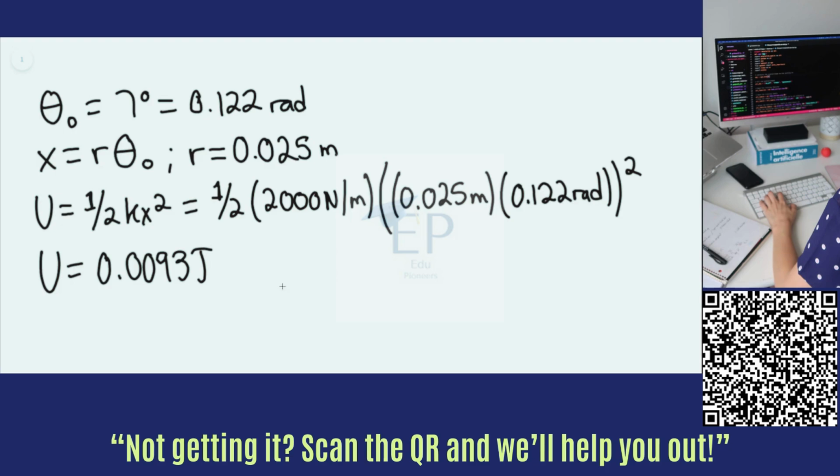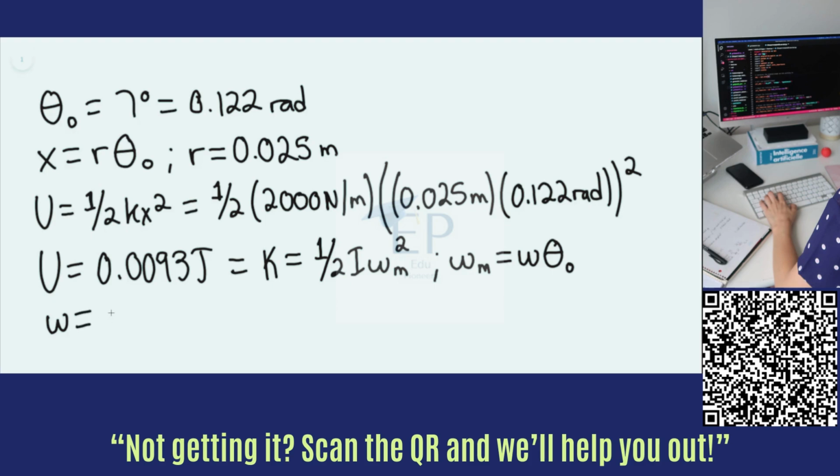0.0093 joules. Now, this should be equal to the kinetic energy of the plate, knowing that the kinetic energy of the plate is going to be 1/2 times the moment of inertia times the maximum angular speed squared. And so this is the maximum angular speed, remember, not the angular frequency. So we can then say that the maximum angular speed would be equal to the maximum angular frequency multiplied by the initial angle, where the maximum angular frequency would be 2 pi divided by T, the period.